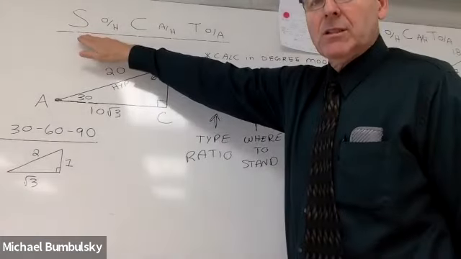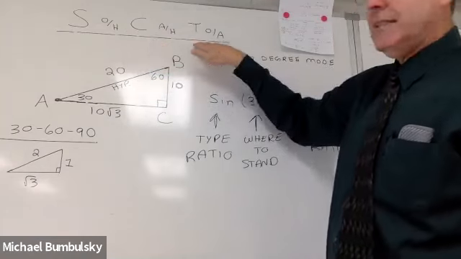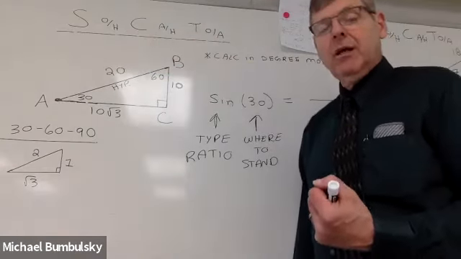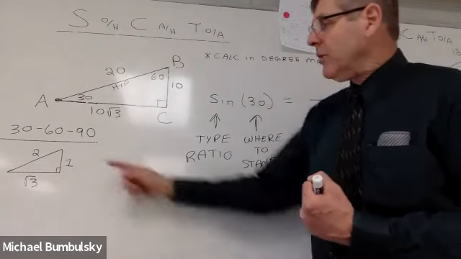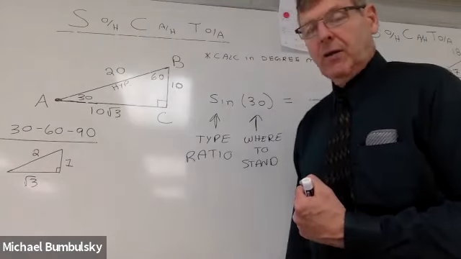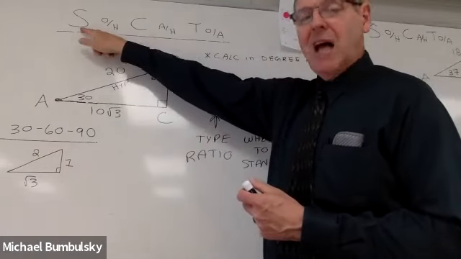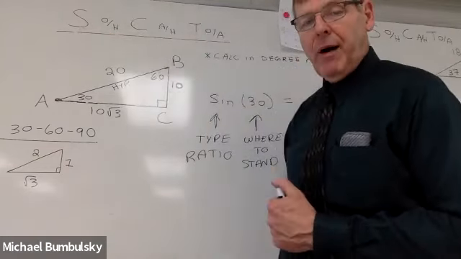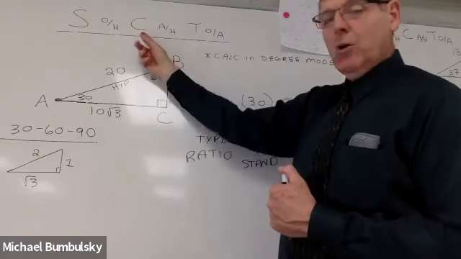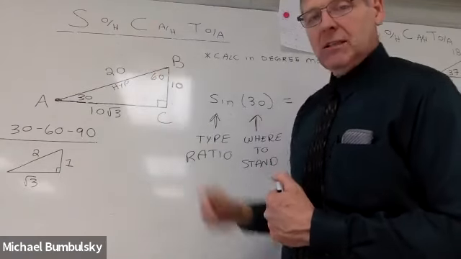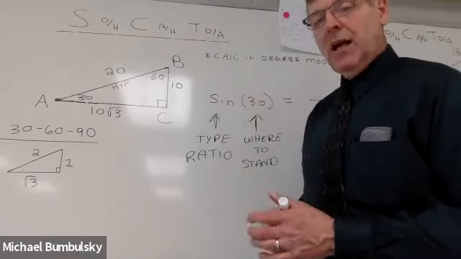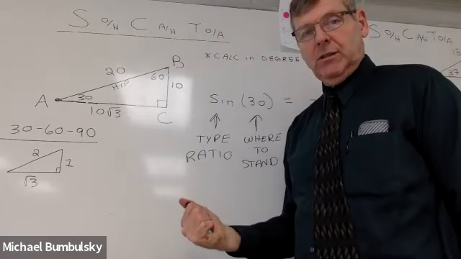Trigonometry is sine, cosine, and tangent. What are sine, cosine, and tangent? They are ratios. They're ratios of sides of a triangle. If you're talking about the sine function, you're talking about the opposite side divided by the hypotenuse. If you're talking about cosine, the adjacent side divided by the hypotenuse. And if you're talking about tangent, it's the opposite side over the adjacent side.